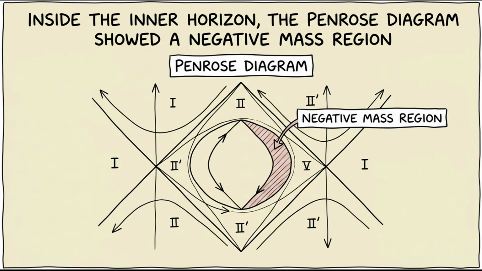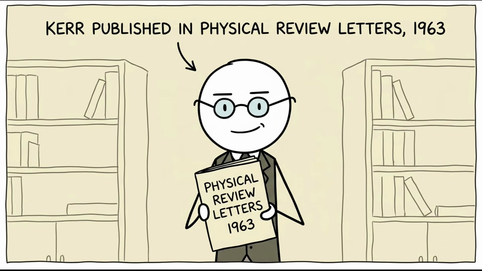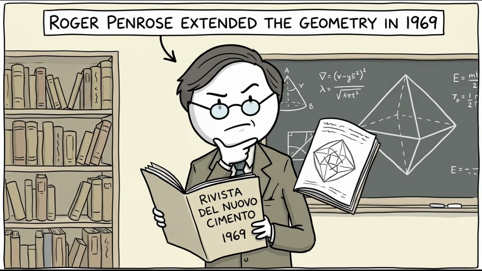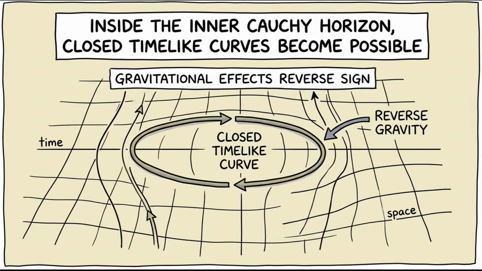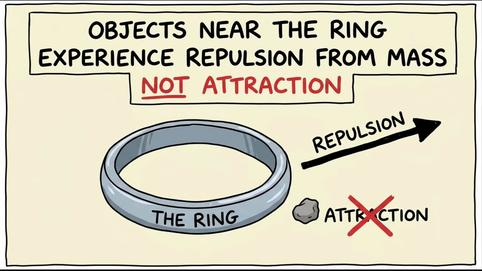And inside the inner horizon, the Penrose diagram showed a region where the effective gravitational mass turned negative. Kerr published in Physical Review Letters in 1963. Roger Penrose extended the geometry in the Revista del Nuovo Cimento in 1969. Brandon Carter's 1968 paper in Physical Review mapped the causal structure completely. Inside the inner Cauchy horizon, closed time-like curves become possible and gravitational effects reverse sign. Objects near the ring experience repulsion from mass, not attraction.